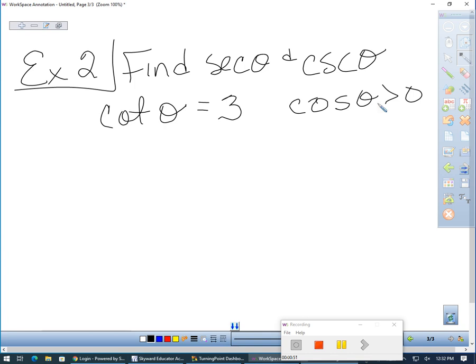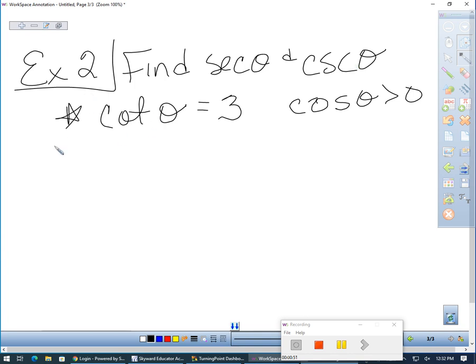All right, so let's talk about what we know here. In order for cotangent to be positive, it has to be in the first or third quadrants, right? Okay? And if cosine's positive, it has to be in the first quadrant, which means when I find both of these, their signs are going to be positive. Very good. All right, so now this is our given information.